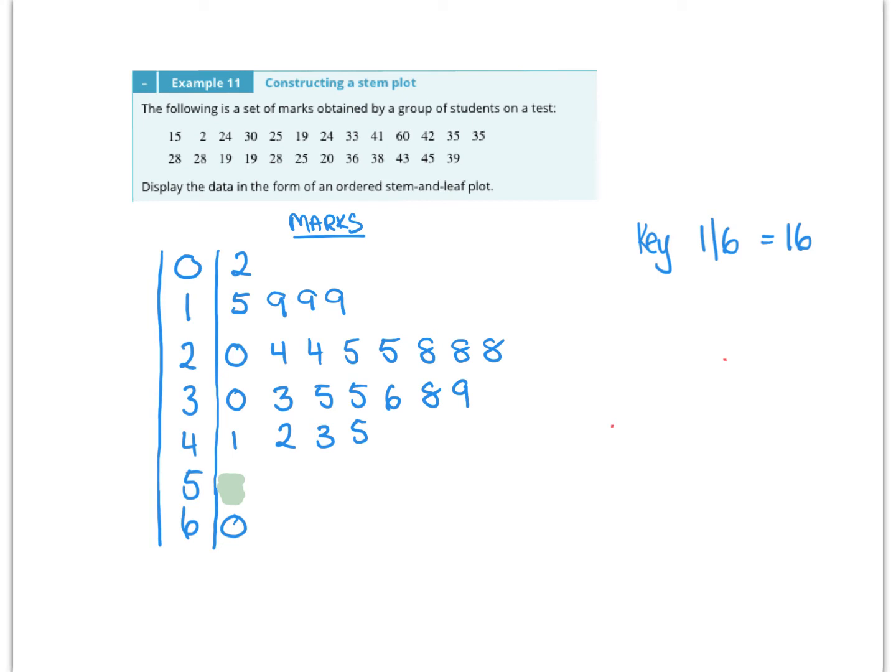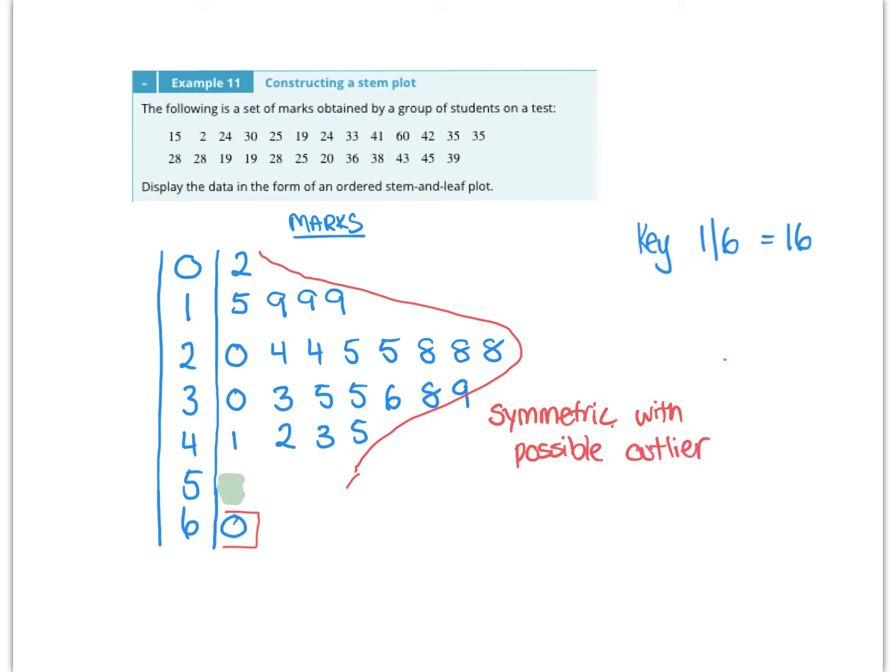Now there's a few things we can look at. So if we look, what shape do we think this is? Symmetric, but what about this guy? Good. So we'll probably say this one is symmetric with possible outlier. We'll just say possible outlier because we're not really proving, we don't know yet if it is an outlier, but it looks like it, so we'll just say possible outlier and you'll get a mark for that.